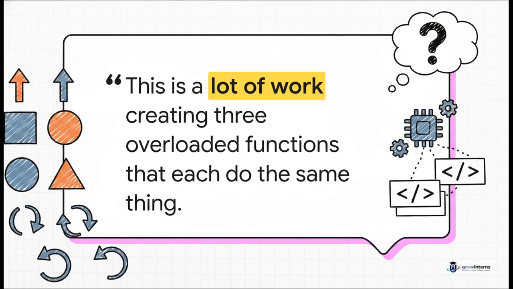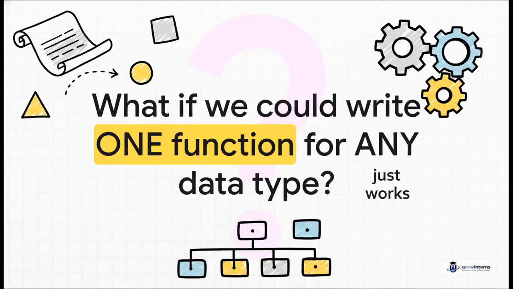And this quote just hits the nail on the head, doesn't it? It perfectly sums up the problem. We're doing all this extra work, creating function after function, when they all do the exact same thing. You've got to think, there has to be a better way. And there is. Of course there is. What if, just imagine, we could write a single, generic blueprint for our max function? A version that honestly doesn't care if you give it an int, a double, or a char. It just works. Well, this is exactly the problem that function templates were designed to solve.